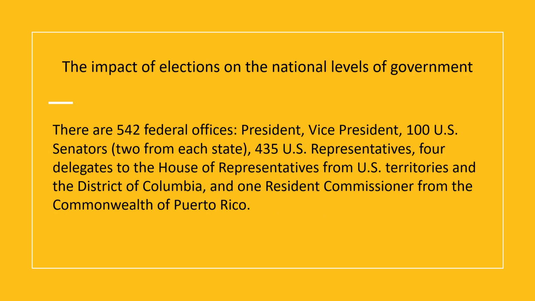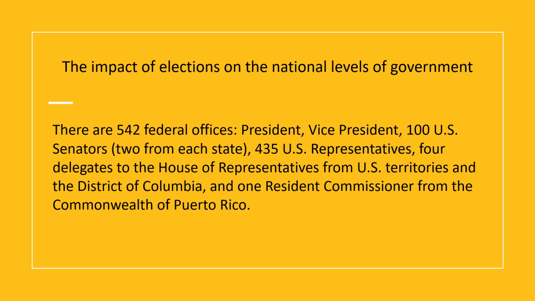First, we will look at the impact of elections on the national levels of government. There are 542 elected federal offices: the President, Vice President, 100 U.S. Senators, 2 from each state, 435 U.S. Representatives, 4 delegates to the House of Representatives from U.S. territories, and the District of Columbia. There is also 1 resident commissioner from the Commonwealth of Puerto Rico.